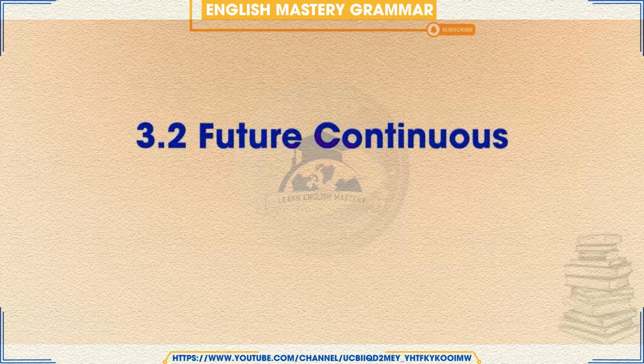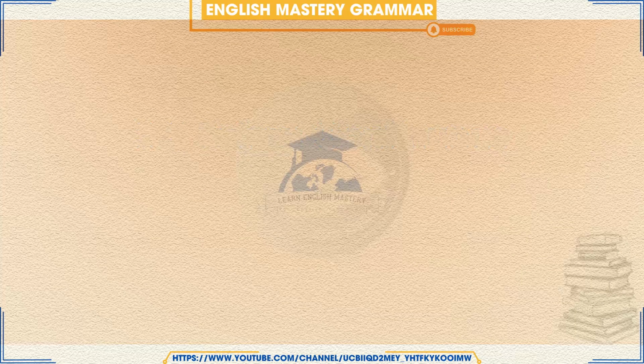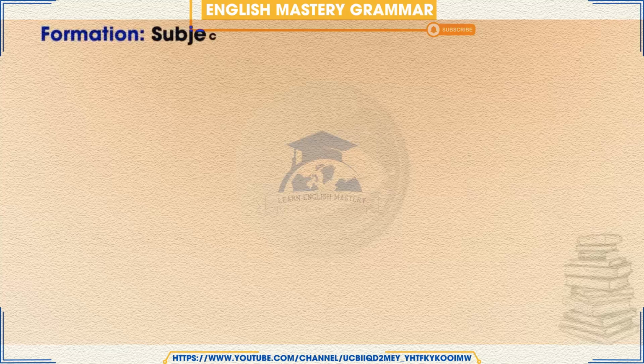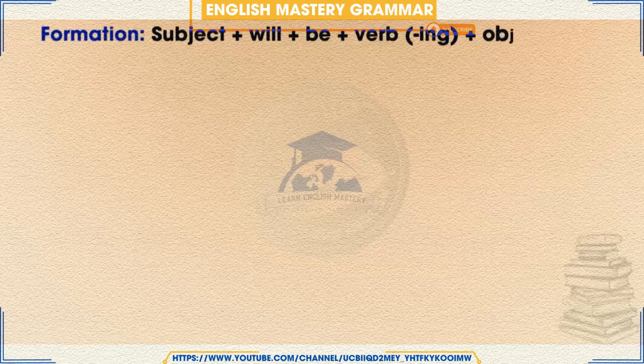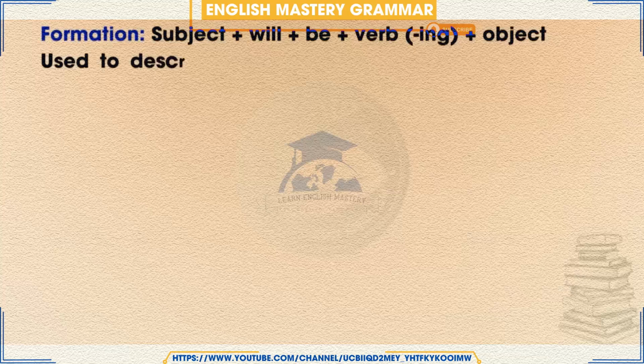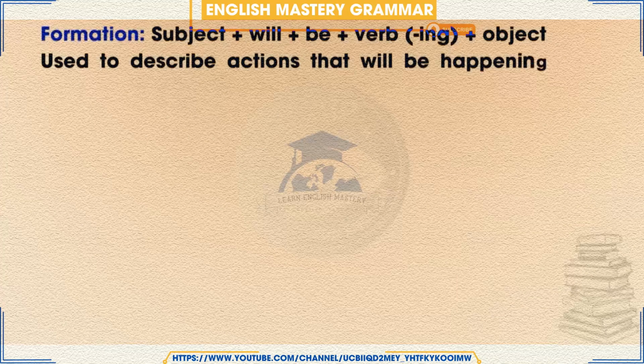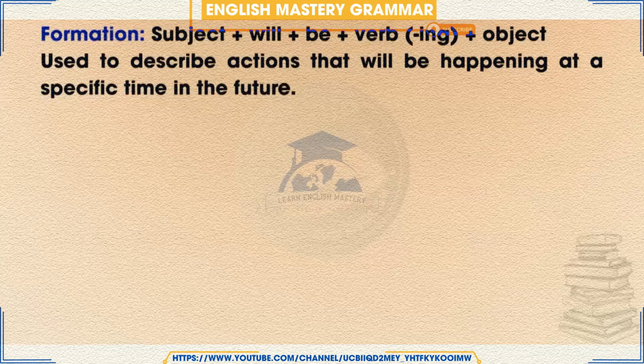3.2 Future continuous. Formation: Subject plus will plus be plus verb-ing plus object. Used to describe actions that will be happening at a specific time in the future.